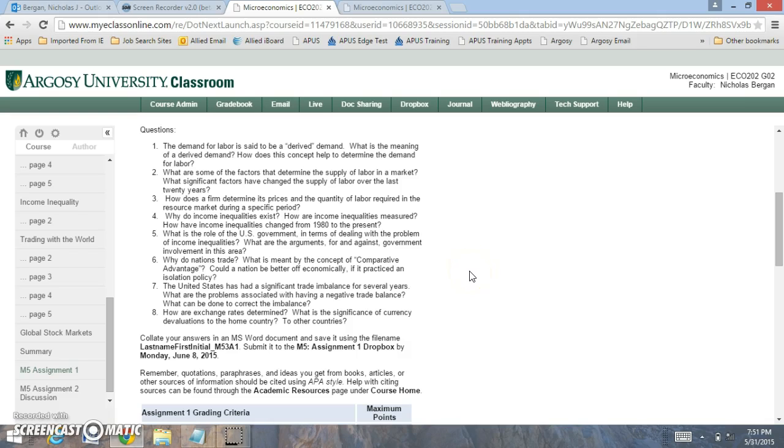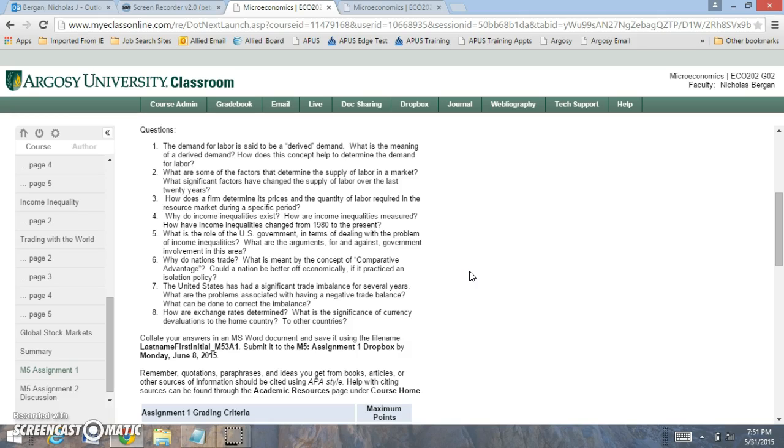Question 6 is looking at trading, and we look at comparative advantage. You're looking at trading based on what firms can produce with the lowest opportunity cost. When a firm has the lowest opportunity cost, they're able to produce because they give up fewer resources.